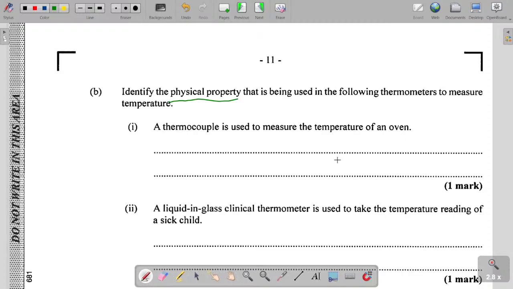Now, in order for us to measure the temperature using a thermocouple, there is a physical property that changes with temperature that we use for this thermometer. And the name of that physical property is the EMF, otherwise called the electromotive force. So that's the electromotive force.